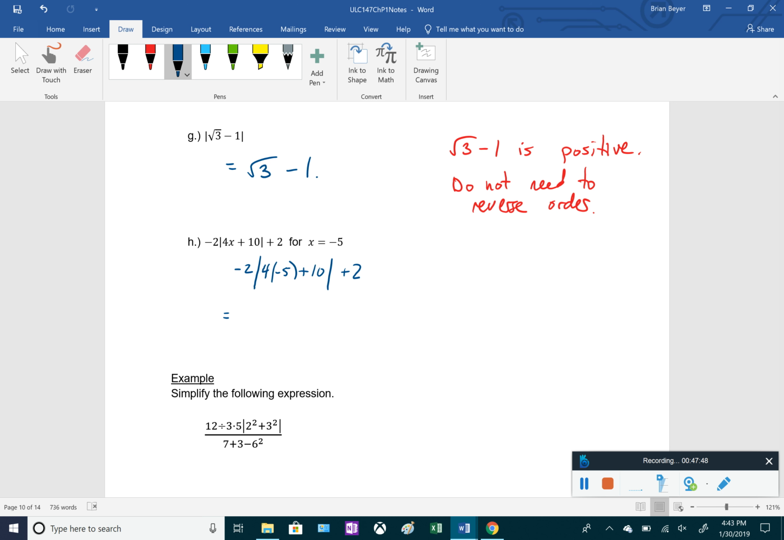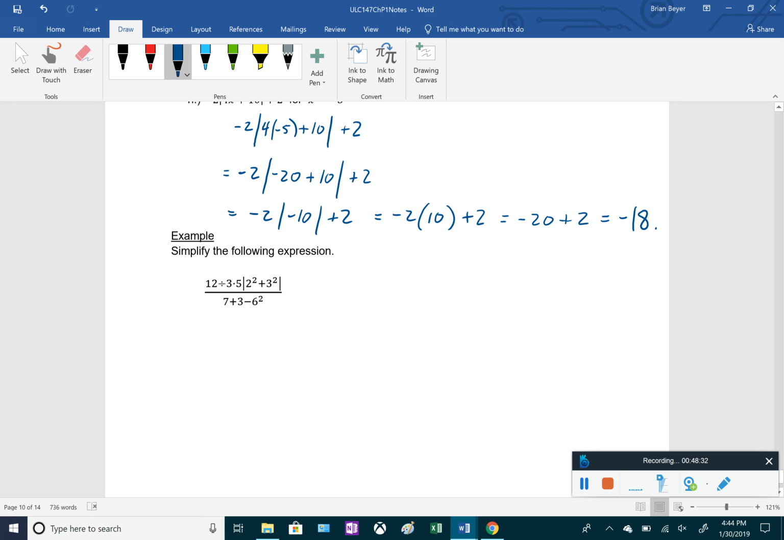So PEMDAS, order of operations, we need to simplify what's inside the absolute value first. There is multiplication. 4 times negative 5 is negative 20. And we still need to simplify what's inside of there. Negative 20 plus 10 is going to be negative 10. Now we have the absolute value of negative 10, which is positive 10. So drop the absolute value bars. Negative 2 times 10, negative 20, plus 2 is going to give us negative 18.